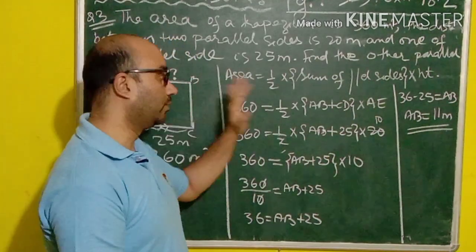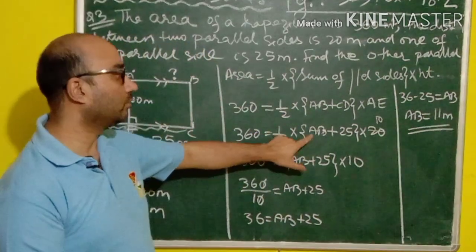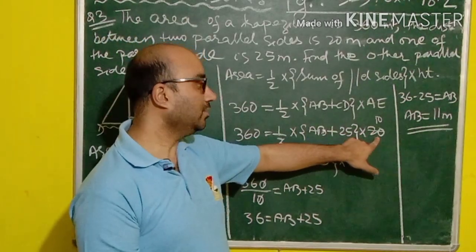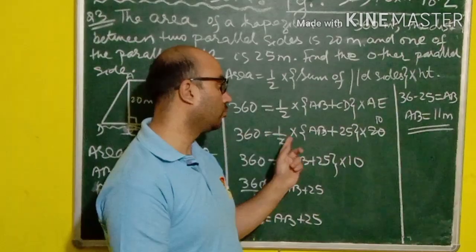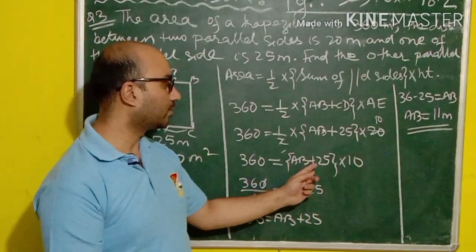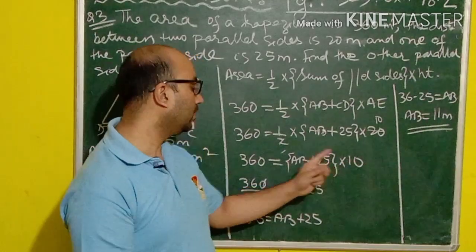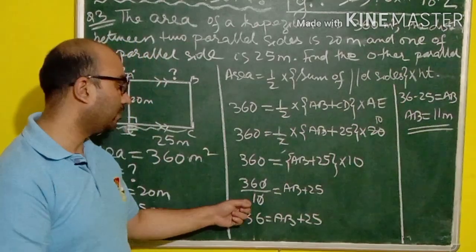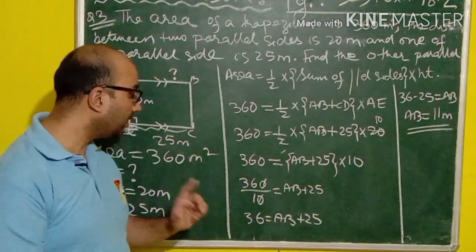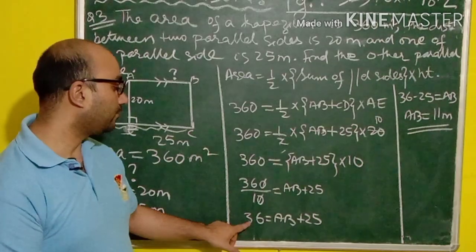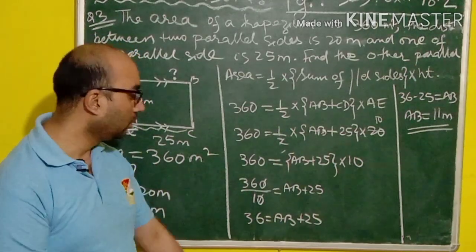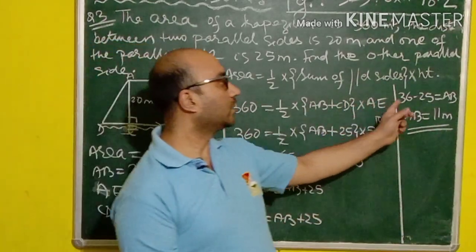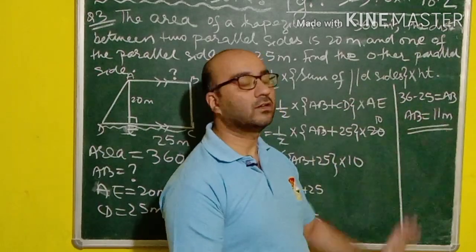We just need to substitute the values here. So 360 is equal to half into AB, which is unknown, plus the length of CD, which is 25, into AE, the height, which is 20. So 2 will go 10 times, since 2 tens are 20. So 360 is equal to AB plus 25 into 10. Now we cross multiply the 10 to the denominator. So 360 divided by 10, the 0 and the 0 cancel out, so we are left with 36 is equal to AB plus 25. We are interested in AB, so we transpose the 25 to the left hand side. So 36 minus 25 is equal to AB, so AB is equal to 11 meter.